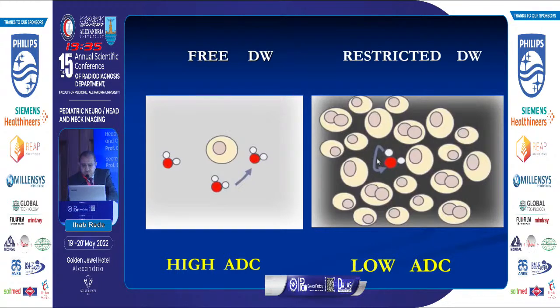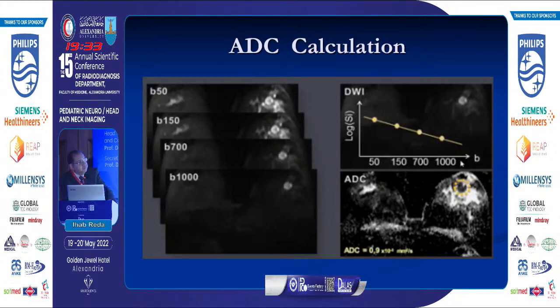Just a small word to know how we calculate the ADC. Remember, we are aiming to use multiple b-values. As we increase the b-values, there is drop of the signal. So by this curve, we can see that with increased b-value, there is drop of the signal, and this is how we can calculate the ADC.